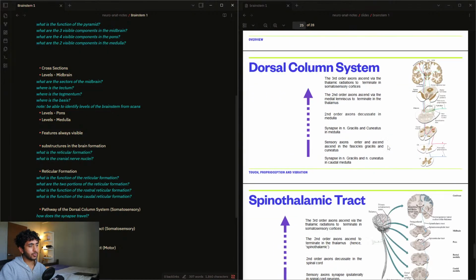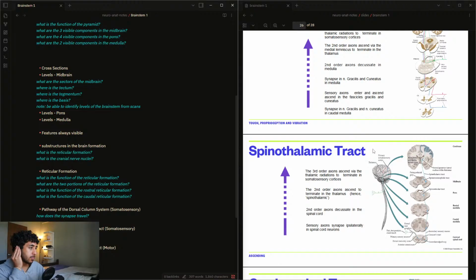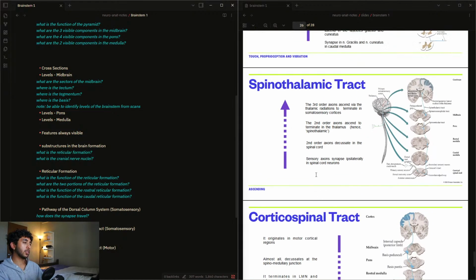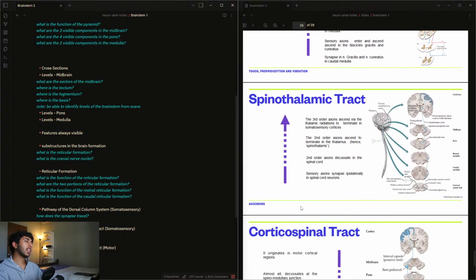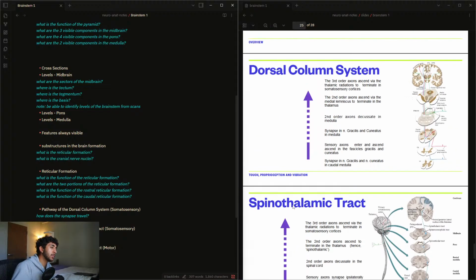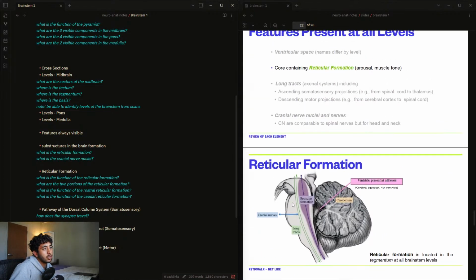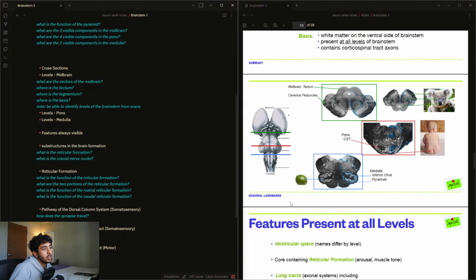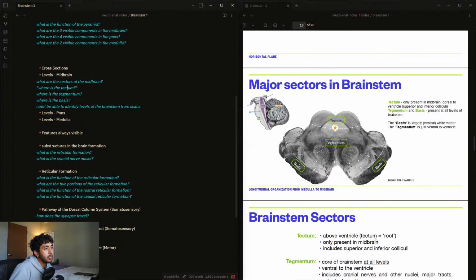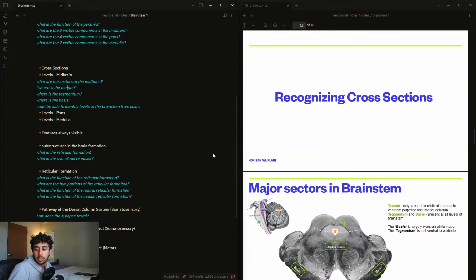Okay, there's a dorsal column system. Spinothalamic tract, which makes sense. But then we have the spinocerebellar tract. But we don't have the spinocerebellar tract, we have the corticospinal tract. So there's just a whole tract missing, and I'm kind of confused on that now. But besides that, okay, there's a few tracts missing. Don't know why. I do know this is what we're starting off with. So we're going to go off of sectors in the brainstem.